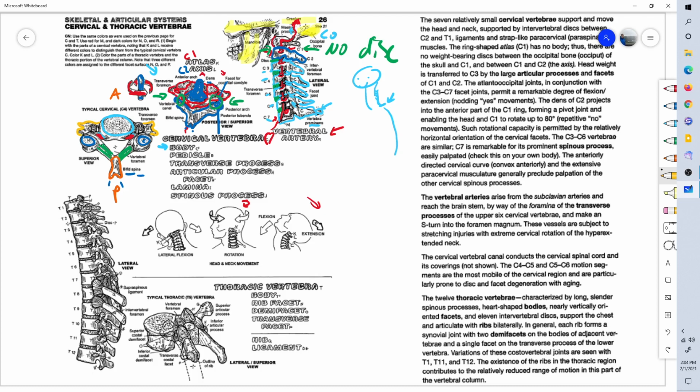And of course, the transverse foramen, which contains which artery? The vertebral artery. I'll make it red because it's got blood running through it. Where does it take blood? Up to the brain. From the heart.